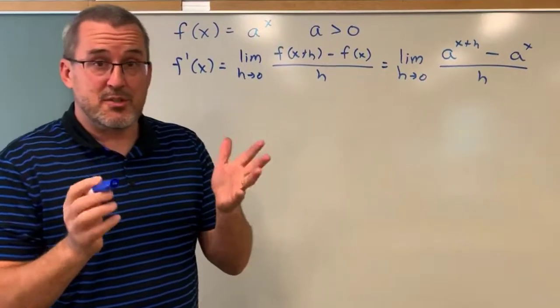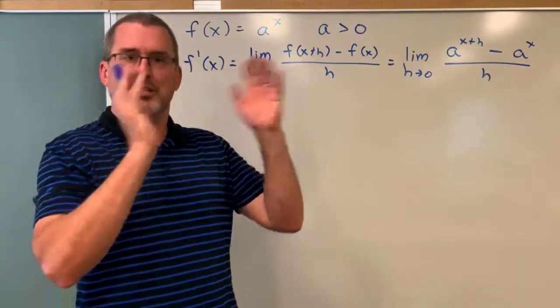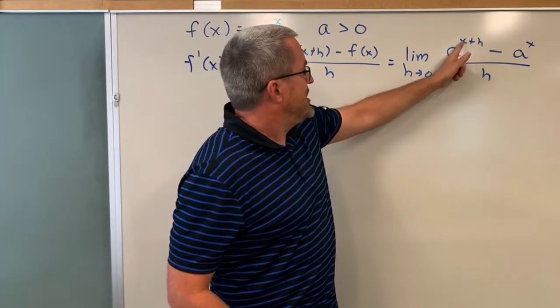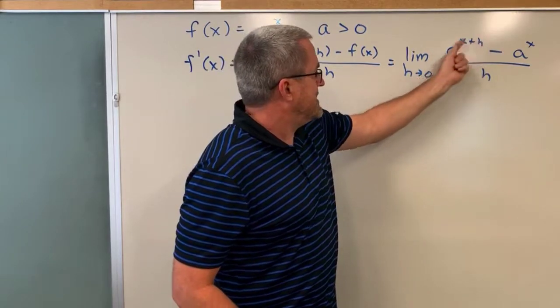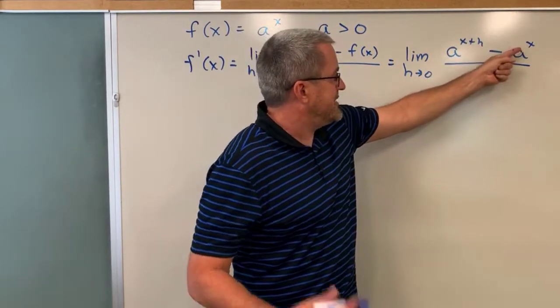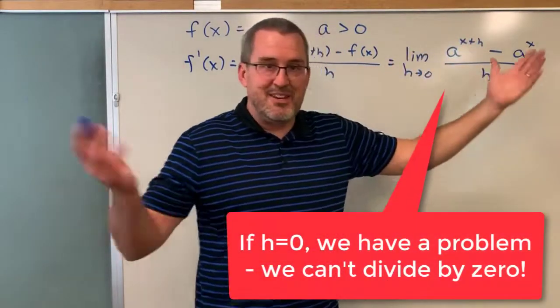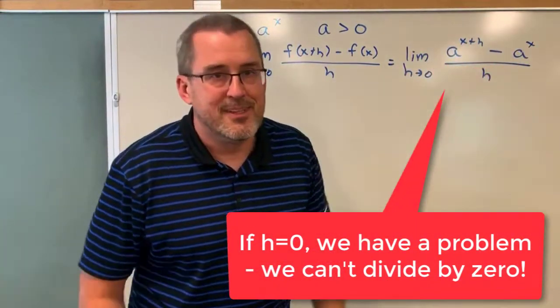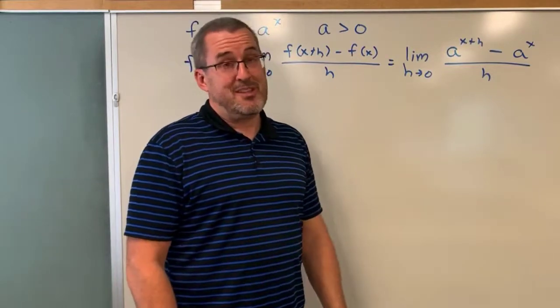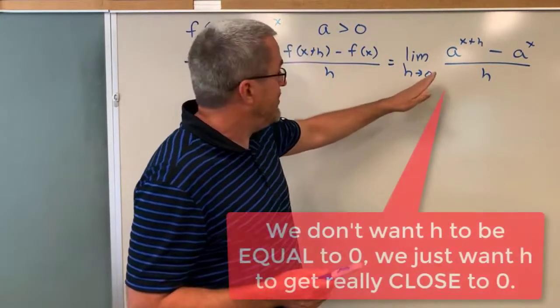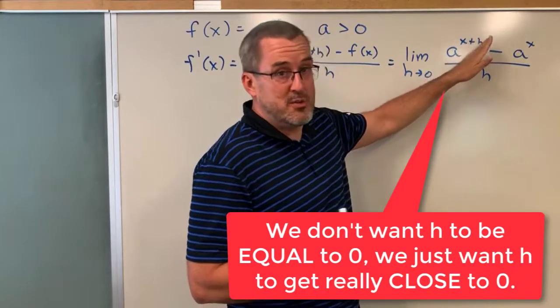Now this is where students sometimes make the error. They say, I'm just going to substitute 0 in for h. And if you substitute 0 in for h, x plus 0 is x, a to the x minus a to the x is 0, and h is 0. 0 over 0, indeterminate, we don't know what to do. That would be erroneous thinking. You should be thinking not substituting, but what happens as h gets close to 0?